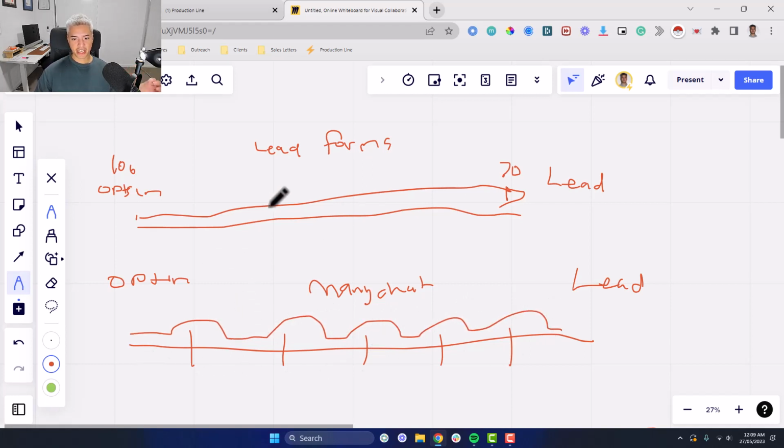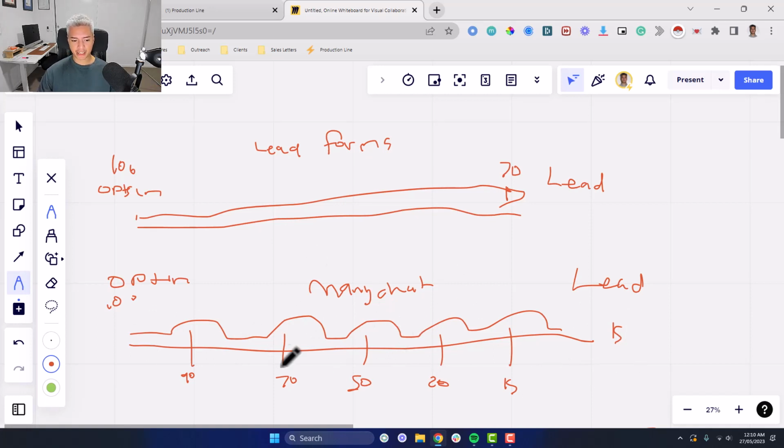Now, you can see here, this process up here is a lot more seamless, but let's say 100 people opt in here. Well, 100 people here, let's say it goes down to 90 here, then it goes down to 70 here, and it goes down to 50 here, goes down to 20 here, goes down to 15 here, and then 15 come out the other side. 100 people opted in, but only 15 leads came out the other side.